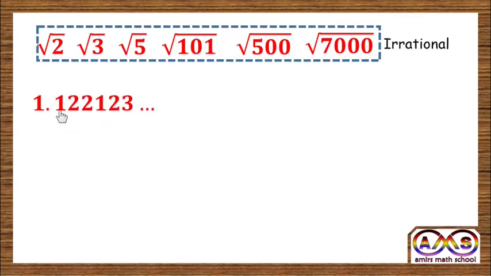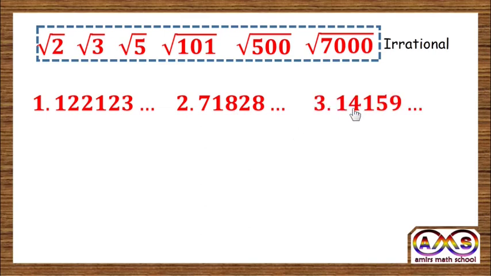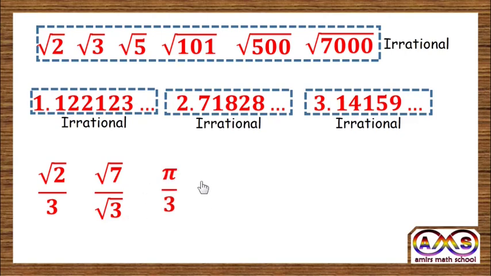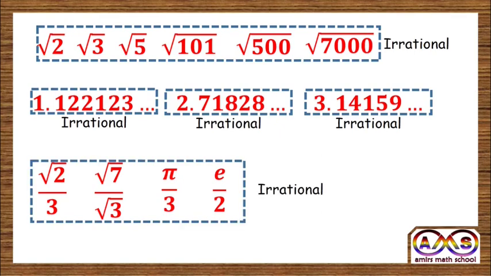That's why these are irrational numbers. Now, 1.122 and dot dot dot, 2.71828 dot dot dot, 3.14159 dot dot dot. In all these cases, these are non-terminating, non-repeating decimals. That's why these are irrational numbers. Square root of 2 divided by 3, square root of 7 divided by square root of 3, pi divided by 3, e divided by 2. In all these cases, these are non-integer fractions in the last simplified form. That's why all are irrational.